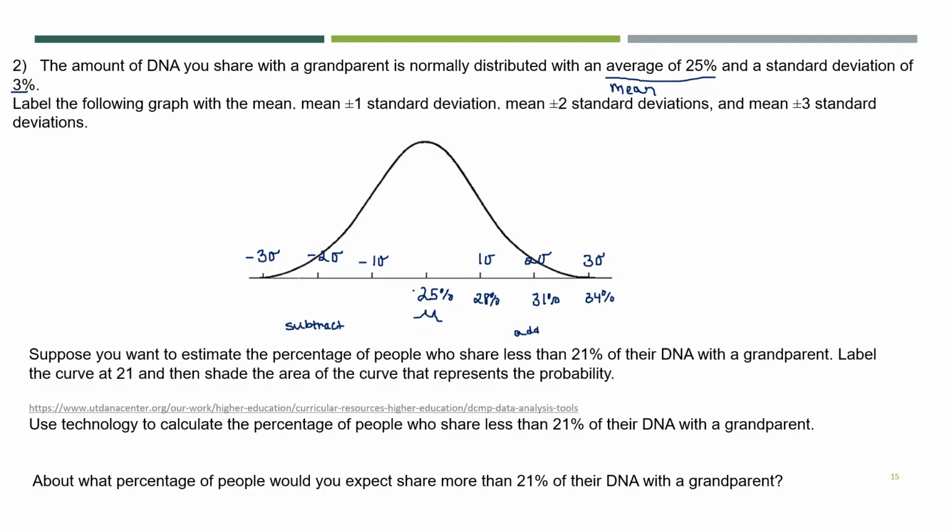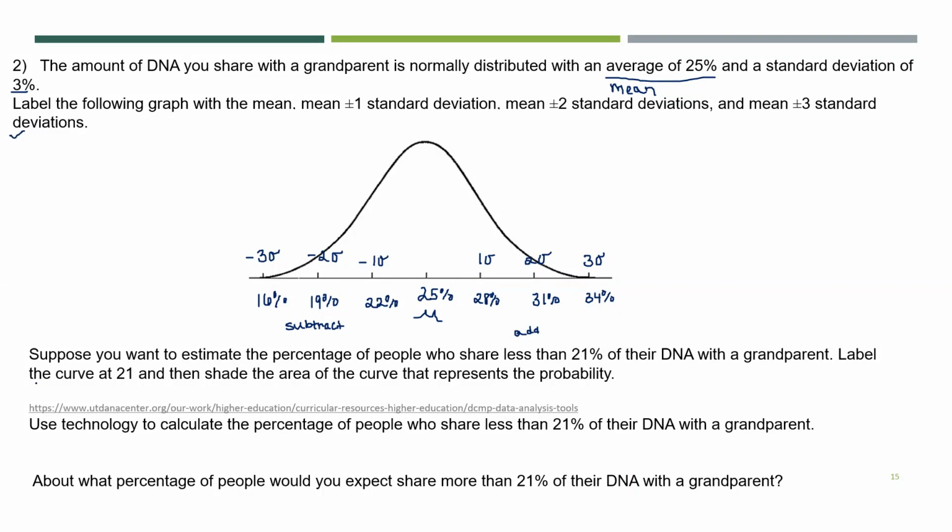Going then to the left, I'm taking 25, subtract 3, so 22%. Minus 3 is 19%. And minus 3 again is 16%. So that takes care of this first direction to label the following graph with the mean and the values at positive and negative 1, 2, and 3 standard deviations.